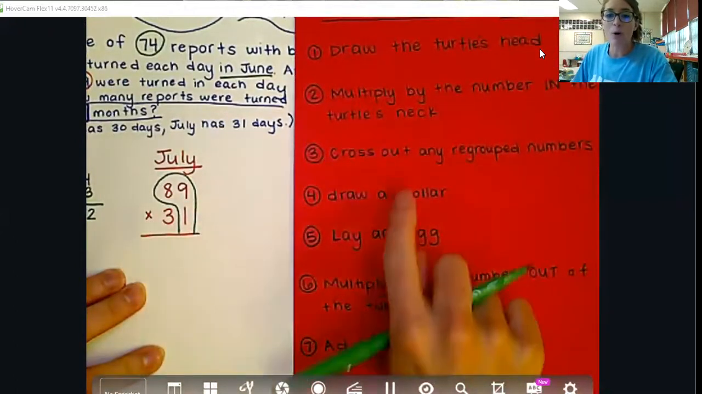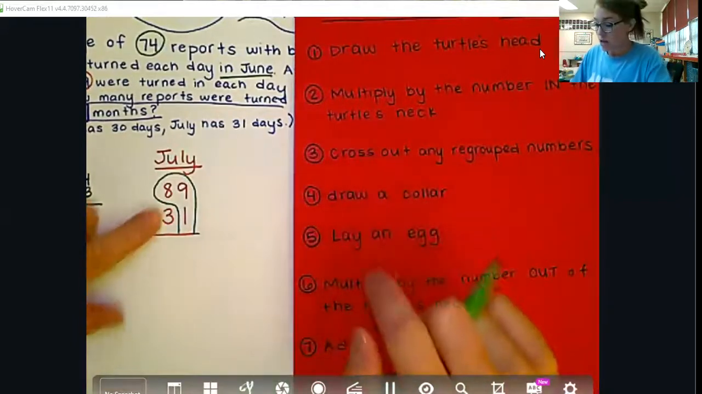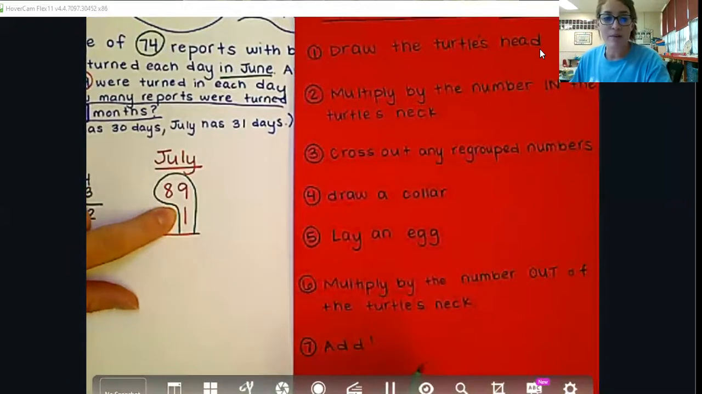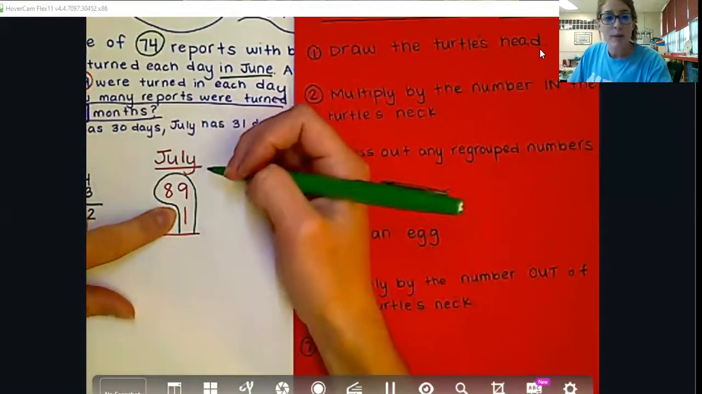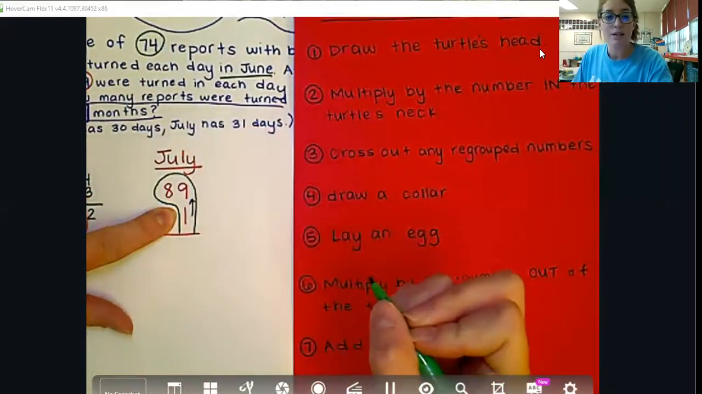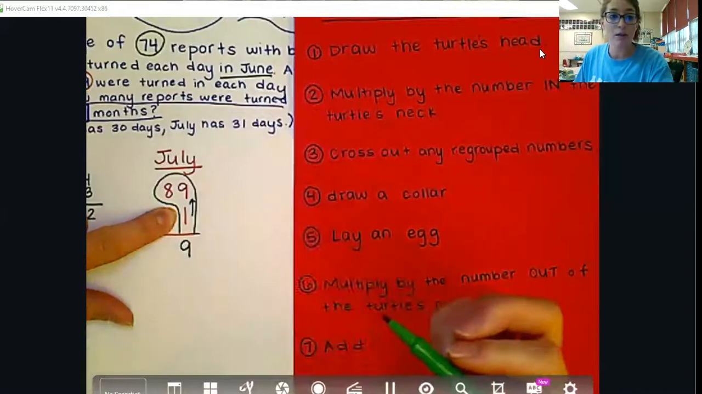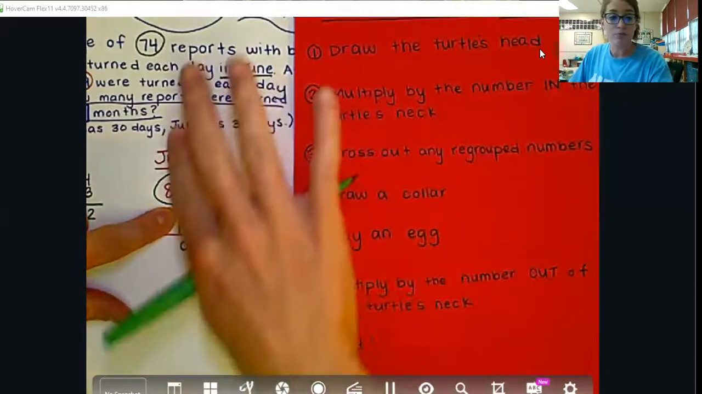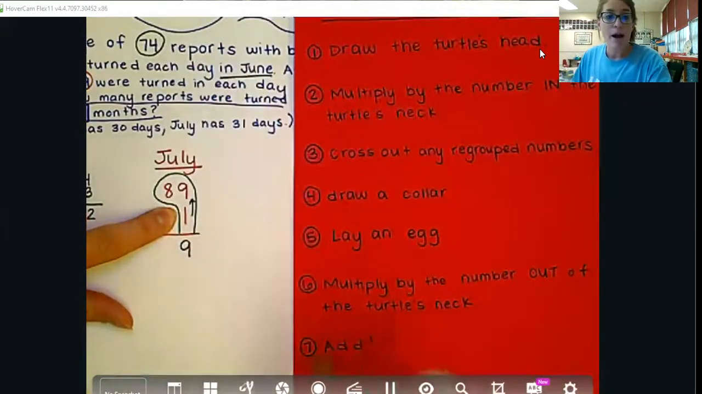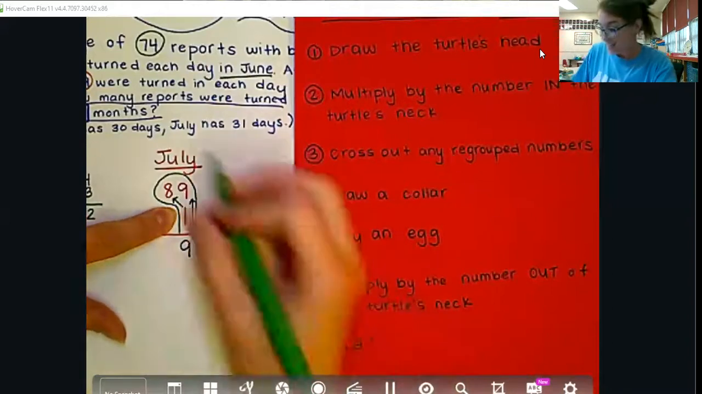Then I'm going to multiply by the number inside the turtle's neck. Okay, so I'm going to cover this up with my finger. First thing I do is what? Very good. 1 times 9, which is 9. Is there anything to regroup there? Nope, don't have to regroup. So I've got a single digit number. All right, then what do I multiply? Very good. 1 times 8, which is 8. Fantastic.